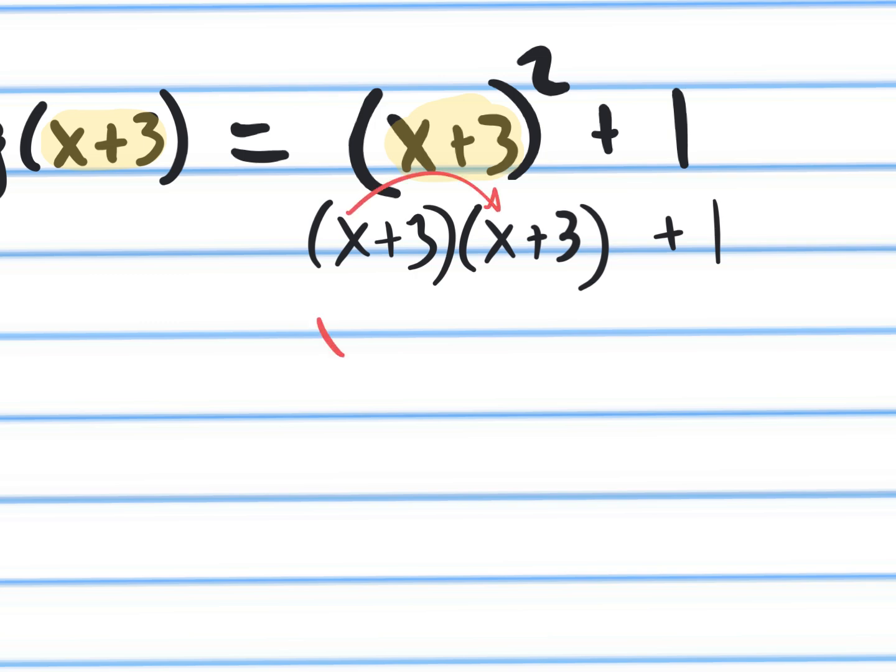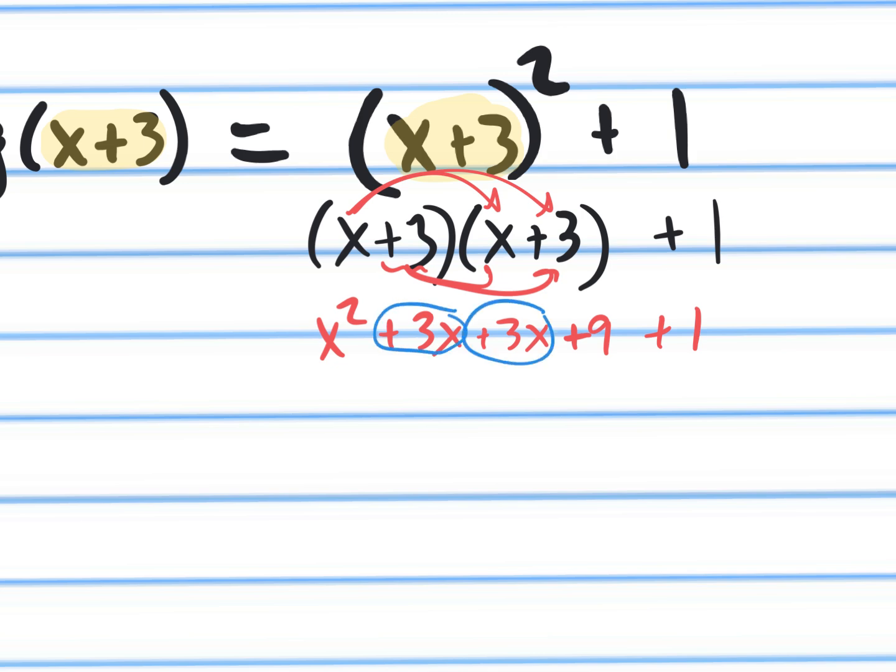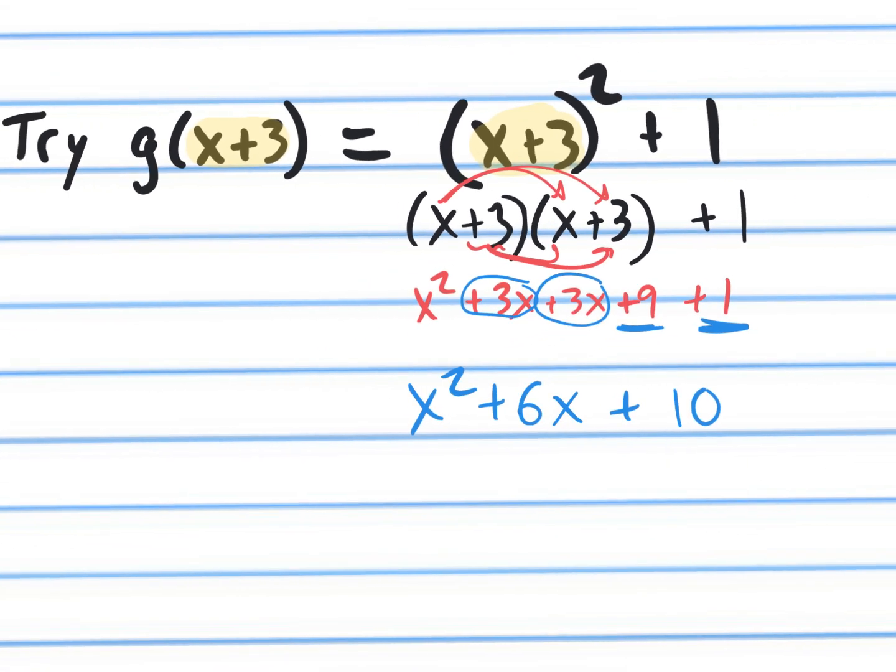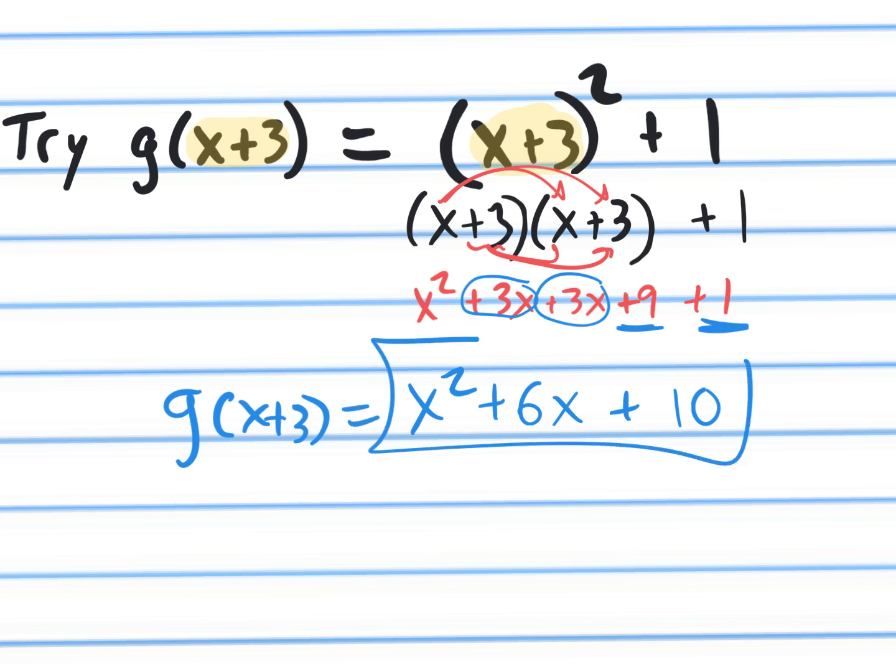So x times x, x squared. X times 3, positive 3x. Positive 3 times x is another positive 3x. Positive 3 times positive 3 is positive 9. And then you bring down that plus 1, and now you could combine all the terms that are alike. Those middle terms, 3x and 3x is a total of 6x's. Then 9 plus 1 is 10, and the x squared comes down. So what is the answer to g of x plus 3? The answer is this quadratic trinomial right there. What do you think?